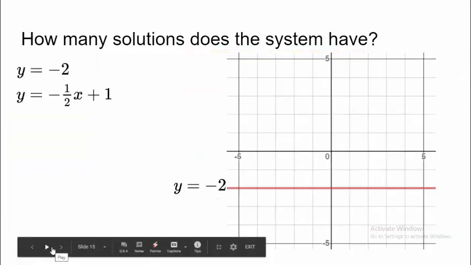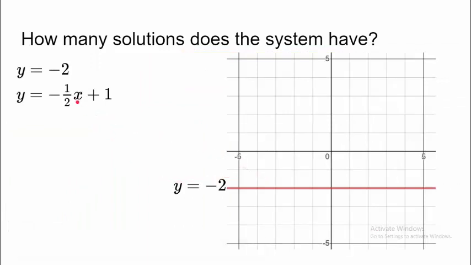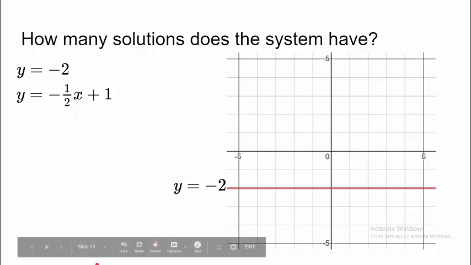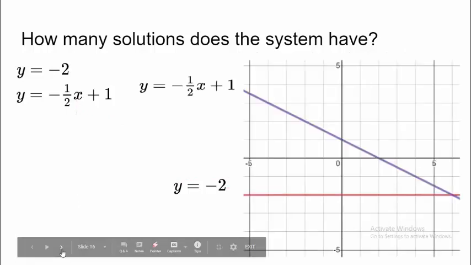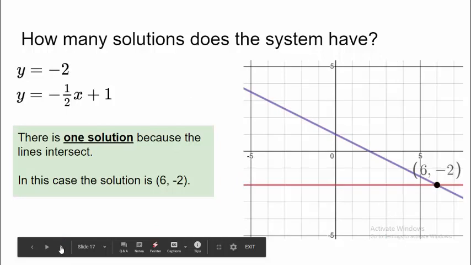Okay, next system. Y equals negative 2, I've gone ahead and graphed that already. And then I'm going to have y equals negative 1/2 x plus 1. So let's graph that line. There it is. Now these 2 intersect in just one point. So these 2 have exactly one solution, and there it is, 6, negative 2.